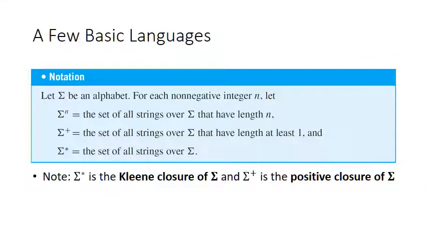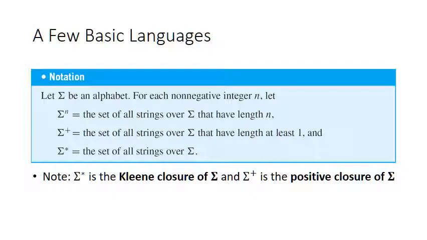Okay, so let's look at a few basic languages, and remember that a language is just simply a set of strings over the alphabet. So let sigma be an alphabet. Then for each non-negative integer n, we have the following three languages here. So we have sigma n, so that is the set of all strings over sigma that have length n. And then we have sigma plus, so that is the set of all strings over sigma that have length at least 1, so they have to have a positive length. This is obviously an infinite set, so there's infinitely many strings that you can make with your alphabet if they're just going to have a positive length.